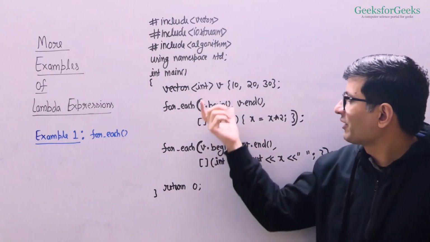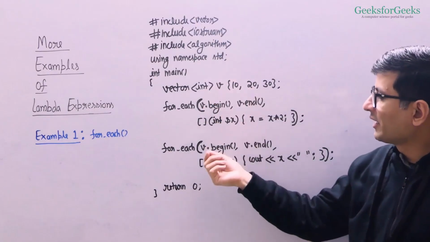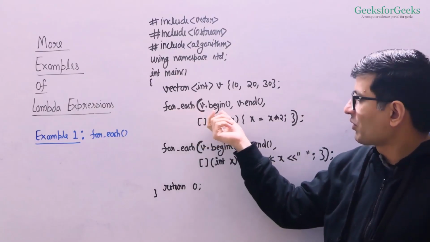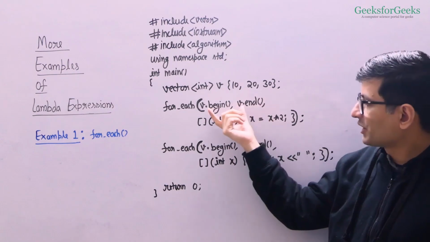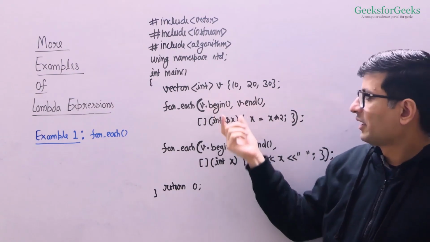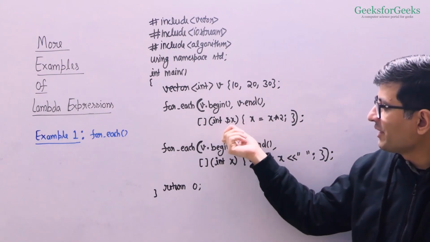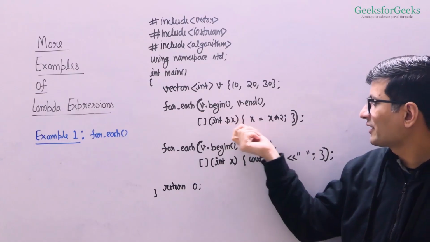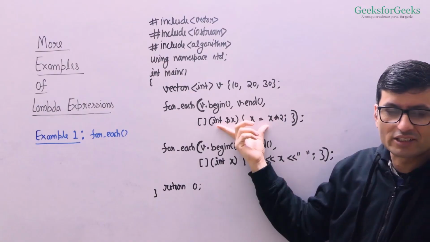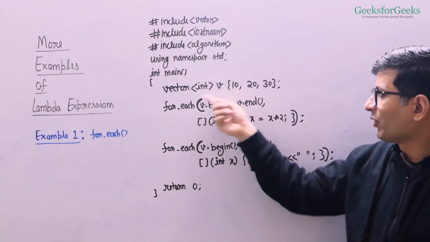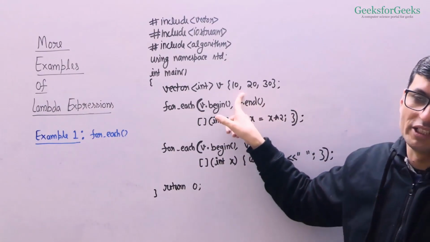For example, I have created a vector here and then I have called for each, and I have passed the begin iterator and end iterator for this vector, which means I have passed the whole vector. And now for every element x, what I am doing is x equal to x into 2. I have provided this functionality as a lambda expression. So this for each is going to double every element.